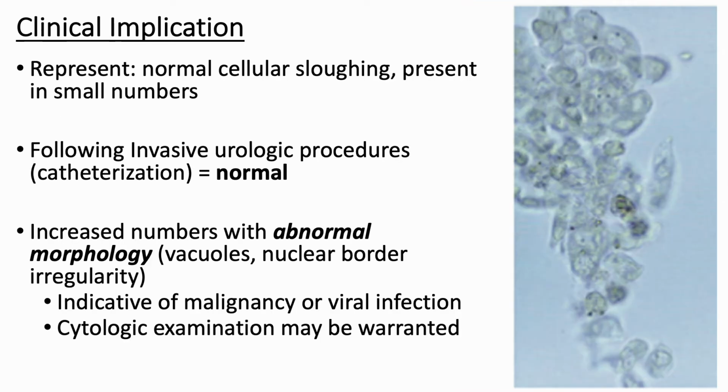So the clinical implication of the presence of transitional epithelial cells, likewise, is that they represent normal cellular sloughing and they can be present in small numbers. So they can be deemed normal when the transitional cells are seen following invasive urologic procedures such as catheterization. But the presence of increased numbers with abnormal morphology, in the presence of vacuolization and irregularity in the nuclear borders, can be indicative of malignancy or even a viral infection, and these may warrant cytologic examination.